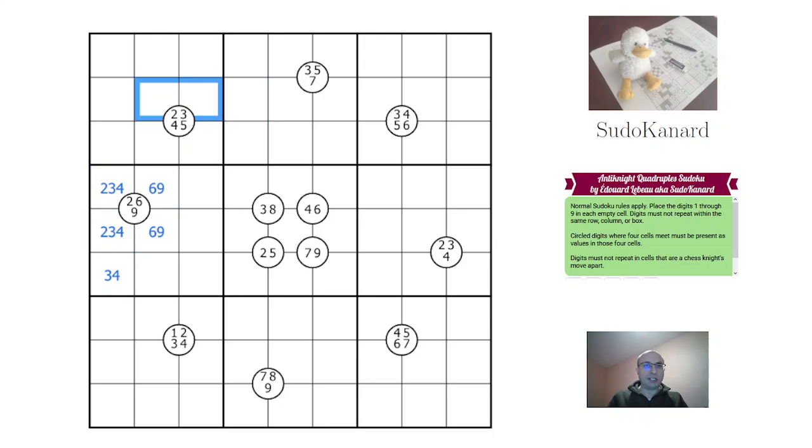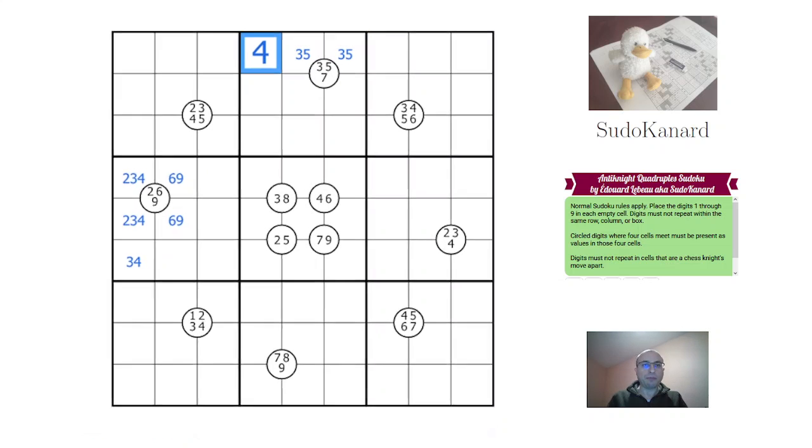Something similar happens here. We have 3, 4, 5 here and there. So 3, 4, 5 can't be in any of those cells. So 3, 4, 5 must be here. And because of this quadruple, 3 and 5 must be here. And that here is a 4.